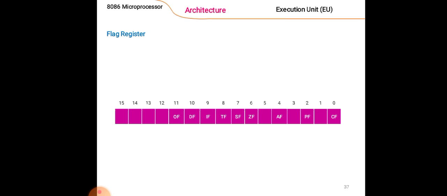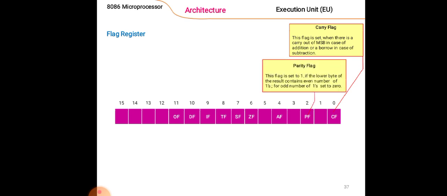So on your screen you can see the structure of the flag register. It is a 16-bit register. The first bit is the carry flag. If we perform an addition or subtraction operation, then the carry flag is set in case of addition, and if subtraction is done, then borrow is set in this flag. So after performing addition and subtraction, if there is a generation of carry or borrow, this flag will be set to 1, otherwise it is in 0 position.